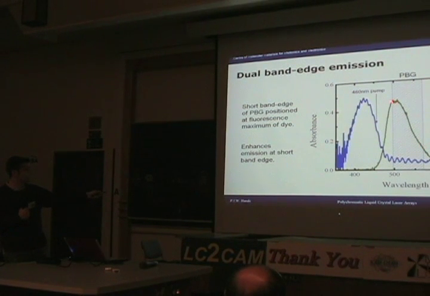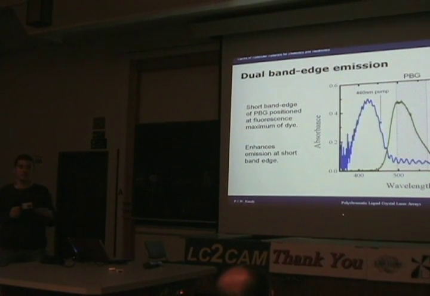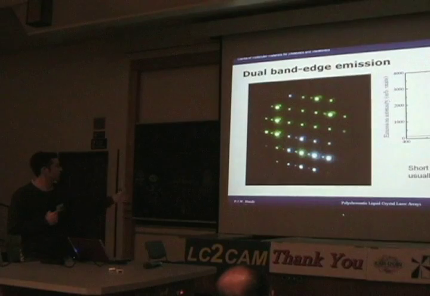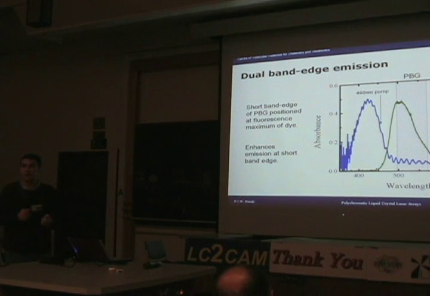What happens is that the short band edge is now at the peak of the emission spectrum, which increases the probability that light will be emitted at that wavelength. So we now have enough light to get above the laser threshold, and we can see that we do get lasing at the short band edge as well as at the longer band edge. This might have other applications if you want to have two laser systems in a single cell.